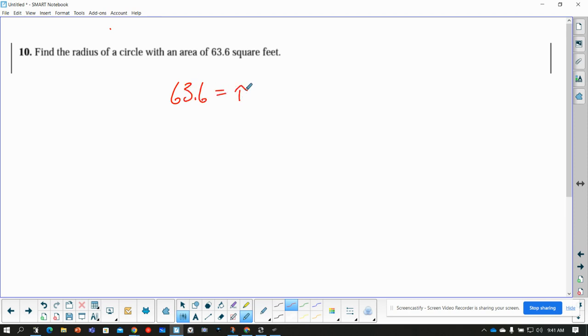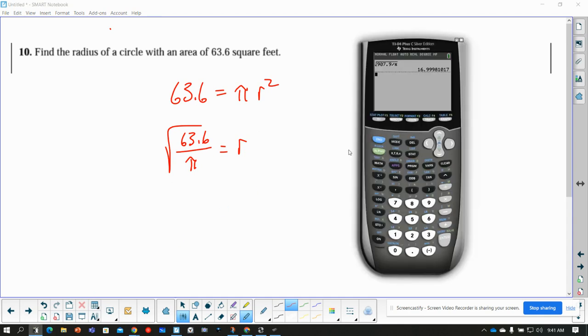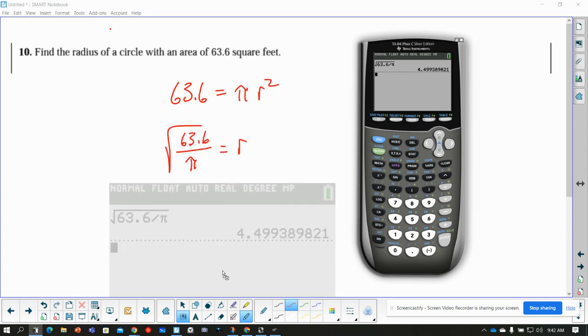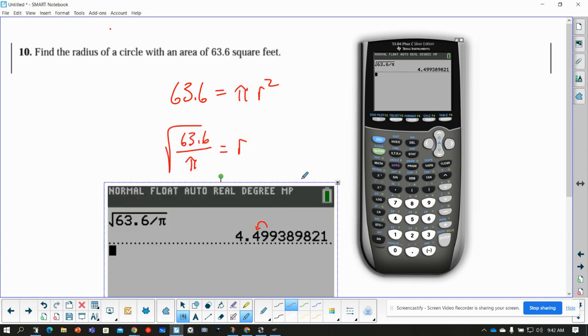63.6 is the area equals pi times the radius squared. Divide both sides by pi. And I'm going to do the square root of that r squared. So this is what we're going to plug in on our calculator. And so we're going to do second square root, 63.6 divided by pi. 4.49, so this is going to be 4.5, right? And it's feet for the radius.